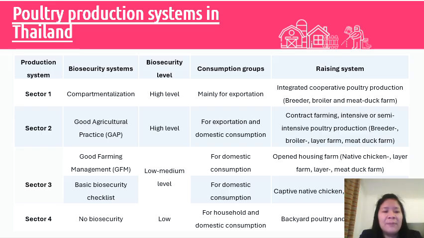The first 2 production systems, which have high biosecurity practices, are the compartmentalization and also the farm GAP. Basically, these 2 biosecurity systems are for exportation and also some for domestic consumption. While sector number 3 is a low to medium level of biosecurity practices. In Thailand, we have the concept of good farming management, which is for domestic consumption, and it could be open housing farms and also captive native chicken. While sector number 4 is where we have the backyard poultry and also free grazing ducks with low biosecurity and only for domestic and household consumption.